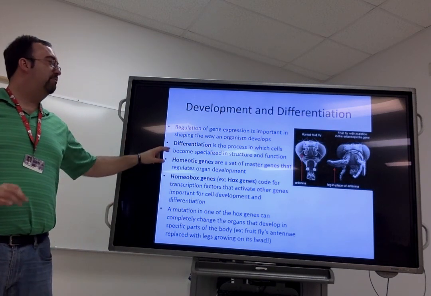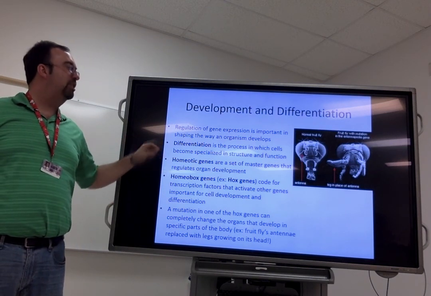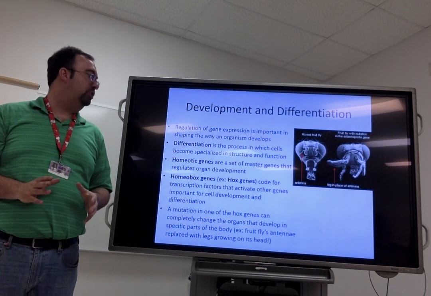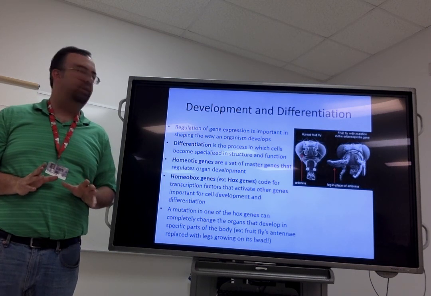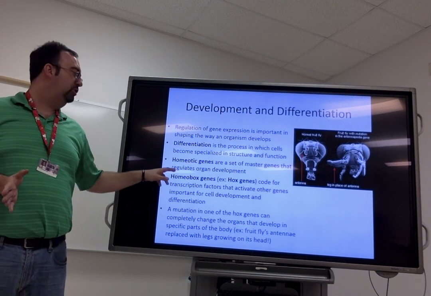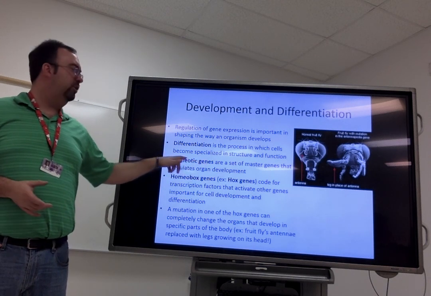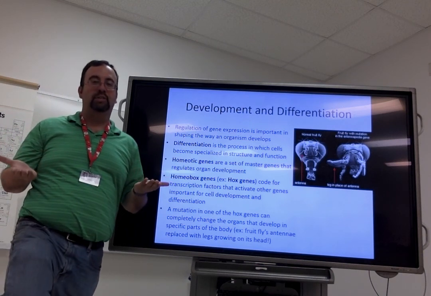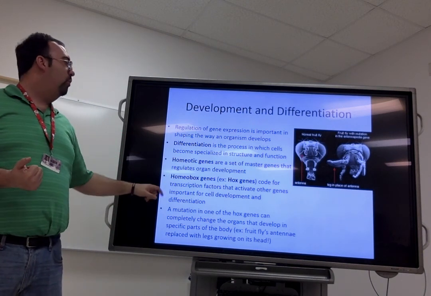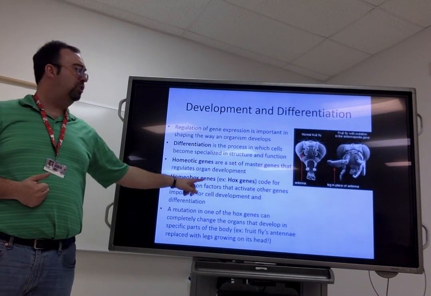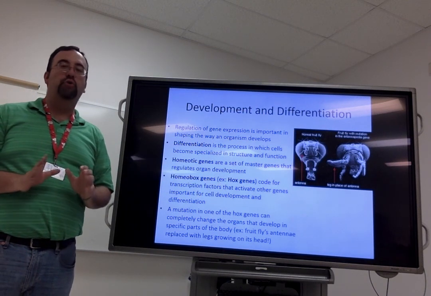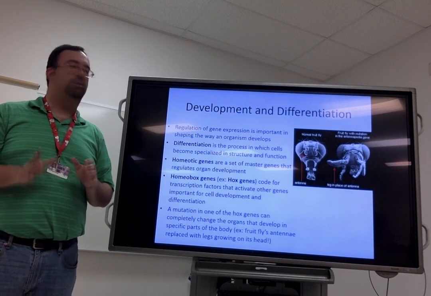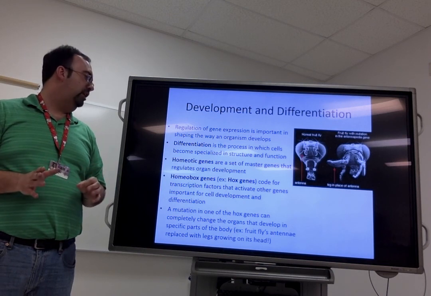And so differentiation is the process in which cells become specialized in structure and in function. There are different kinds of genes that are involved with this. We have a set of master genes that regulates organ development. These are known as homeotic genes. And so think about, again, the process of homeostasis, as it comes from the same roots. We have homeobox genes, which are also known as Hox genes. These will code for specific transcription factors that will activate other genes important for cell development and differentiation.